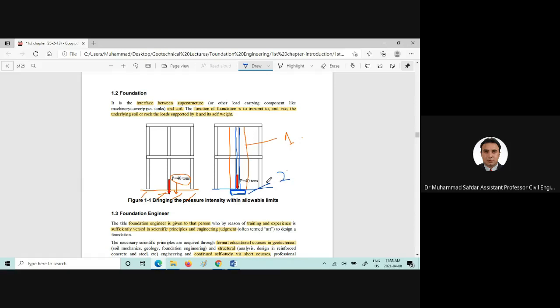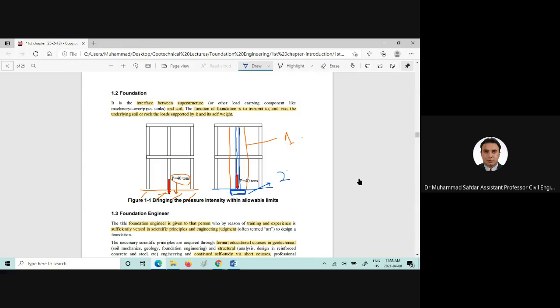Which option are we going to choose, or which one do you think is a better option? Option number two. Now the question arises in our mind: why are we going to choose option number two? Because it is economical, sir. Because it is economical. Excellent.